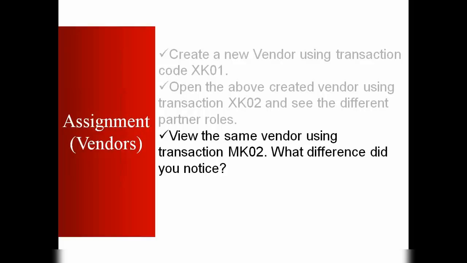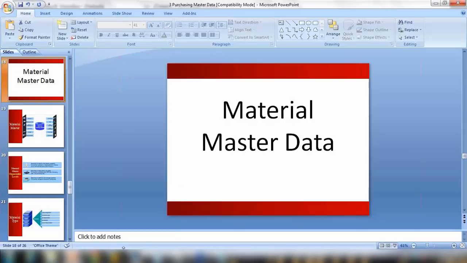Now we'll start the next topic, which is material master data. What is material master? Again, as I said earlier, whenever you create transactional data like a purchase order, we just enter the material number and the system will pull out all the information about your material.